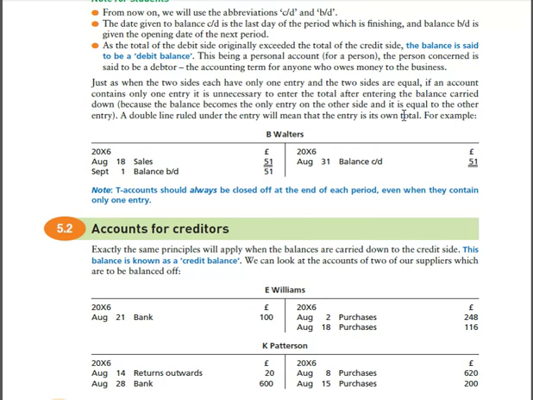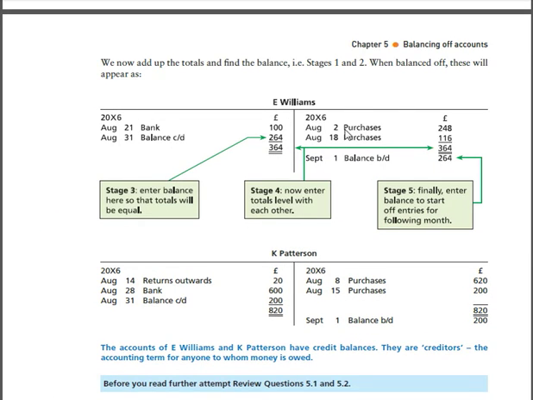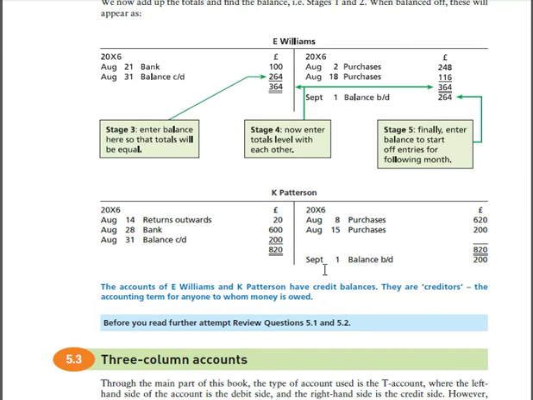As we can see here, E. Williams, we added both sides here and the difference was 264, which we put as balance brought down on the next. So here it's more of a practice to close off all the accounts. It is a very simple procedure. We just have to add both the columns, but before writing down the balances we have to see whether they balance. If they balance, that would be the perfect scenario.